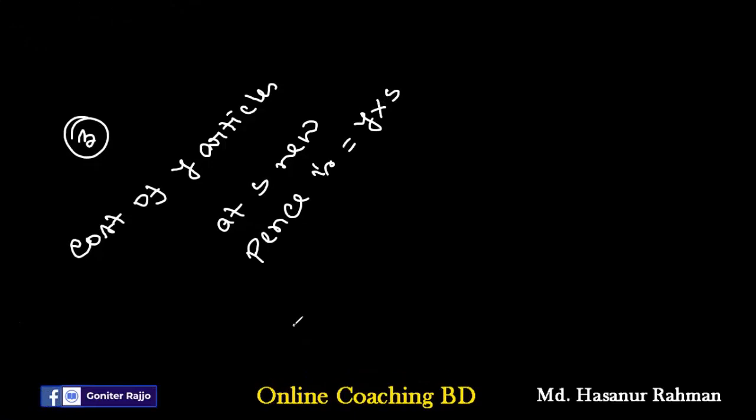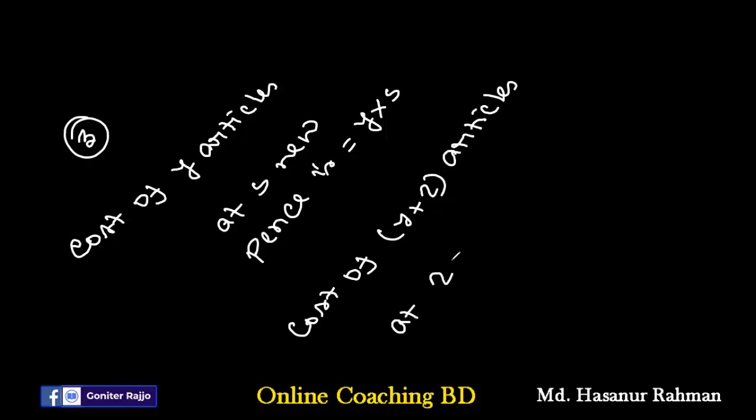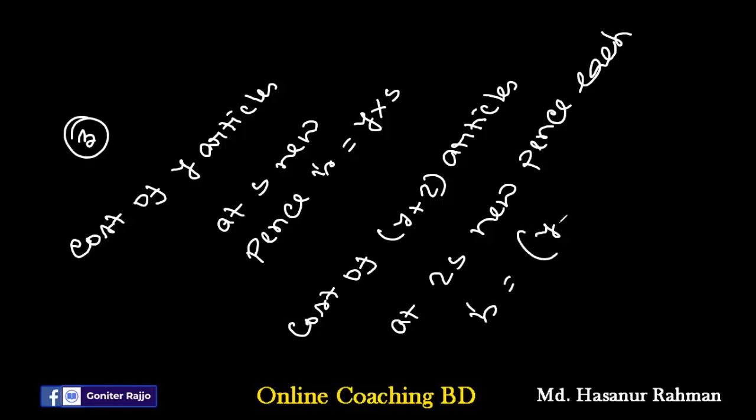Okay, then what is the cost of y plus 2 articles at 2s new pence each? It is y plus 2 multiplied by 2s. So if we multiply, then we get 2s into y, that is 2ys plus 2s into 2, that is 4s.